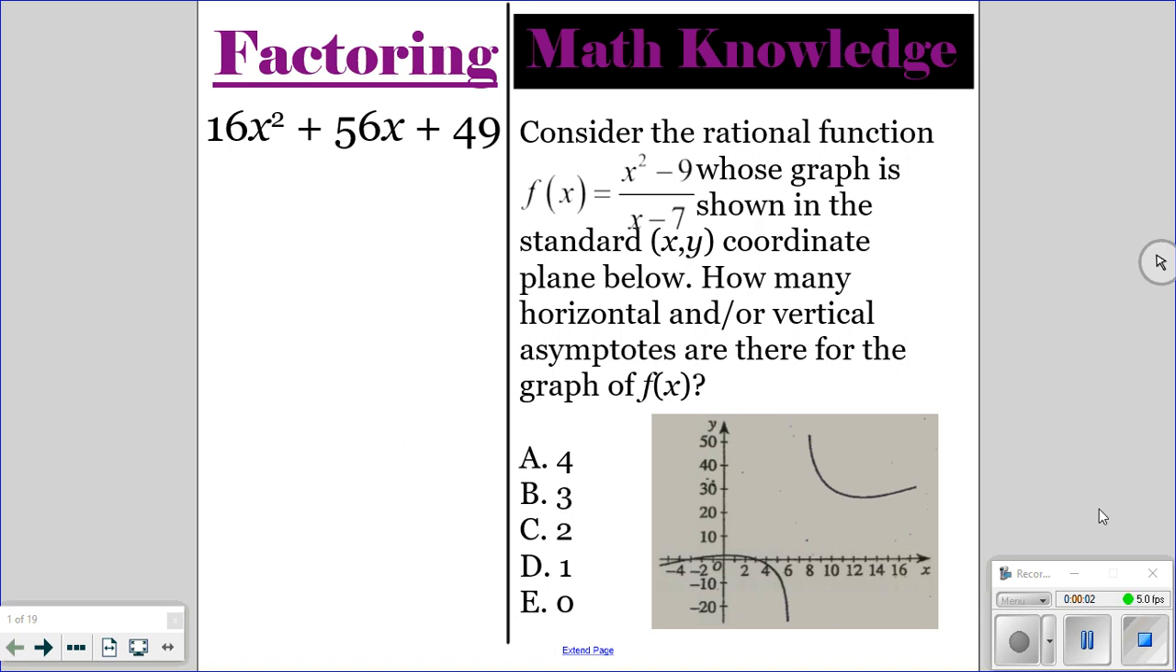Alright, so y'all go ahead and do the factoring and the math knowledge question for today. Pause the video, and then once everyone is finished, you can unpause the video and I'll go over the correct answers. So for the factoring, you're going to do remove, replace, reduce.